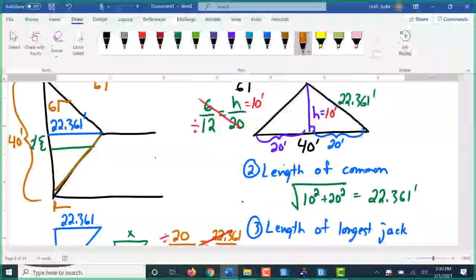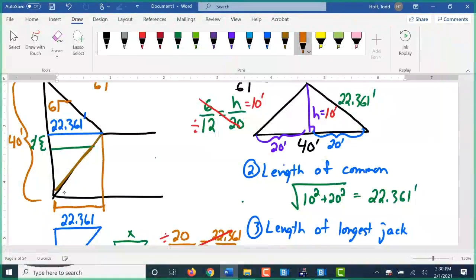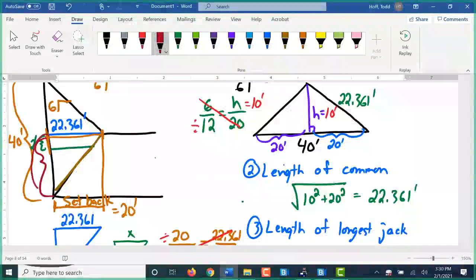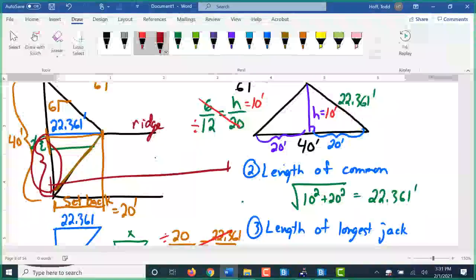This dimension from here to here is called the setback. It's the distance from the end of the roof to where the ridge stops. In this case, that setback would be 20 feet. How did I know that? Half of 40. Slopes are the same, so the setback is half of the span. That means the ridge length here is just the length of the building minus 2 setbacks, or minus the span.